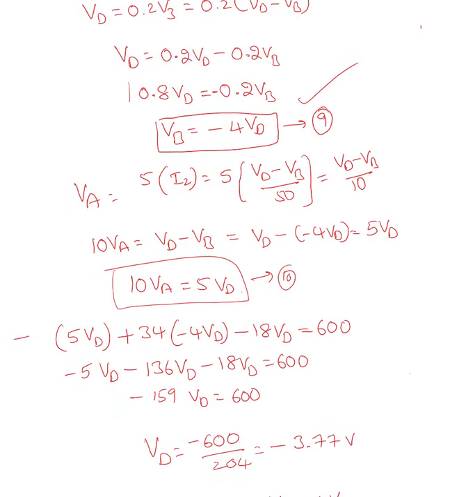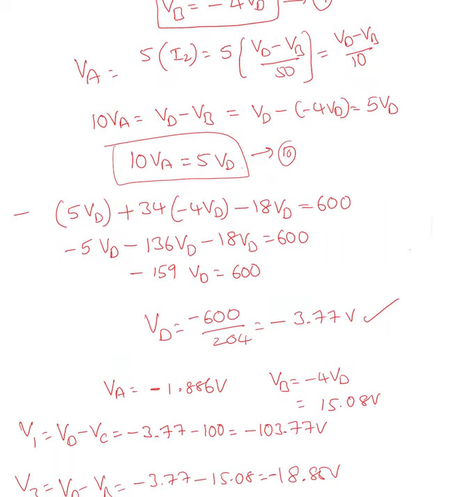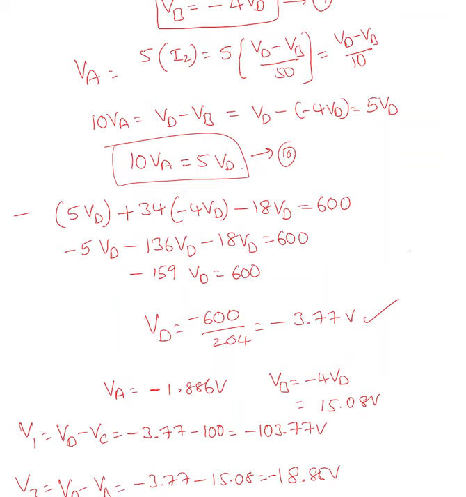I end up finding the VD value as minus 3.77 volts. Once I have VD, I substituted the VD value in equation 10 and found VA, and substituted the VD value in equation 9 and found the VB value as 15.08.